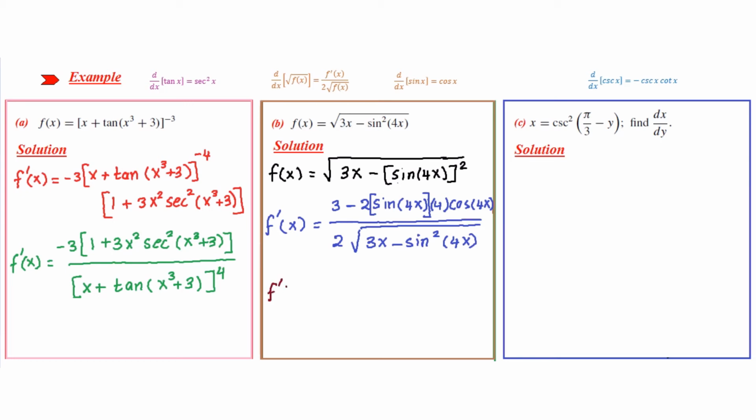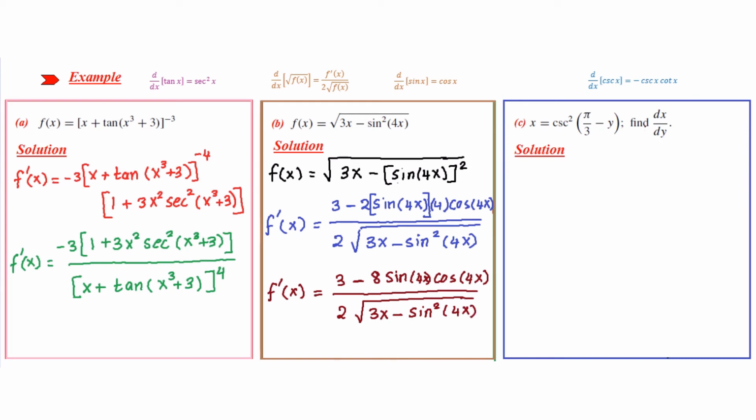So f prime of x equals 3 minus, we have 2 times 4, which is 8, multiplied by sine 4x, multiplied by cosine 4x, divided by 2 radical 3x minus sine square 4x. And this is the final answer.